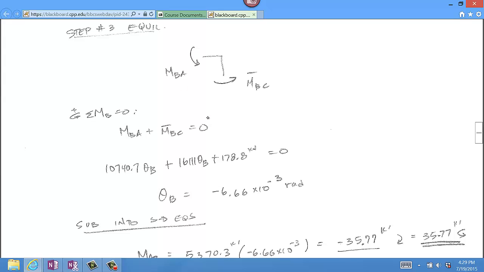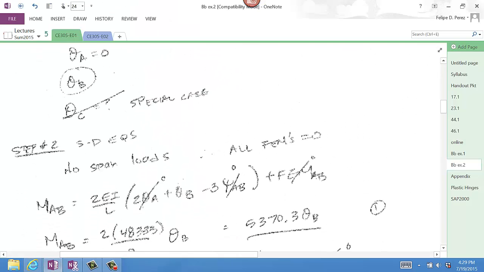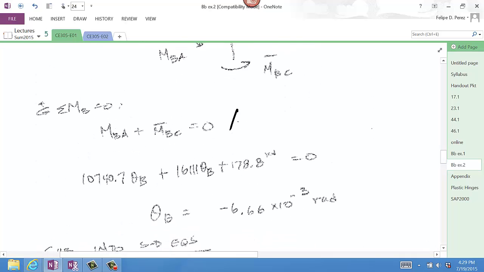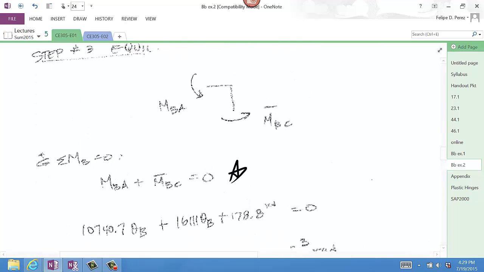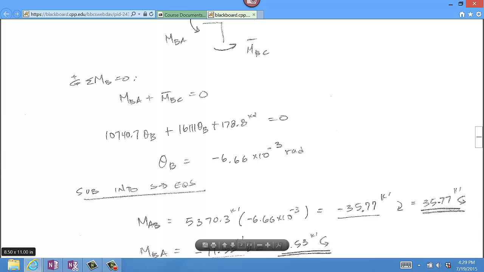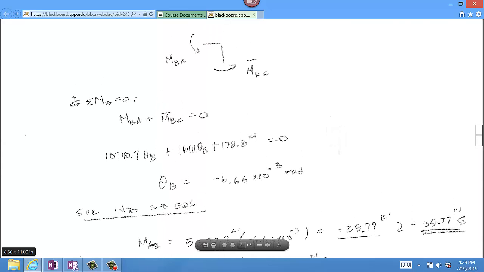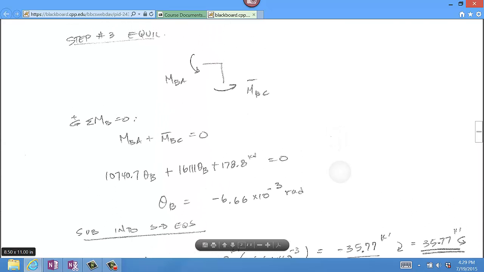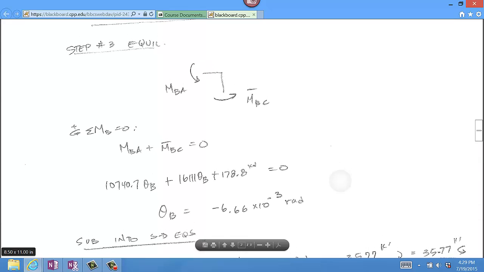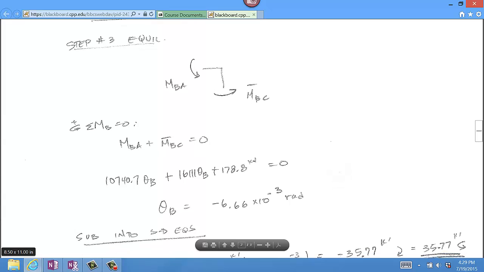I don't have a star shown on there. I can show it here. That's a star equation. But this one doesn't show up very well, not as clear as this other one. So then you can substitute the slope deflection equations for MBA and M bar BC into this star equation, and then solve for theta B.